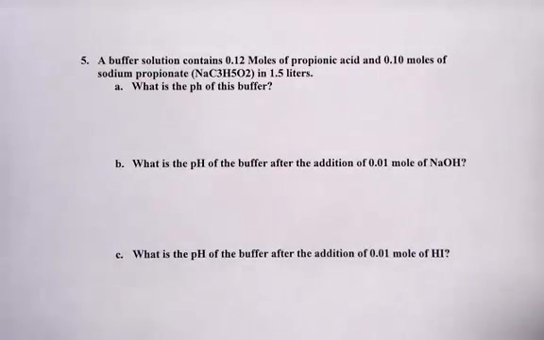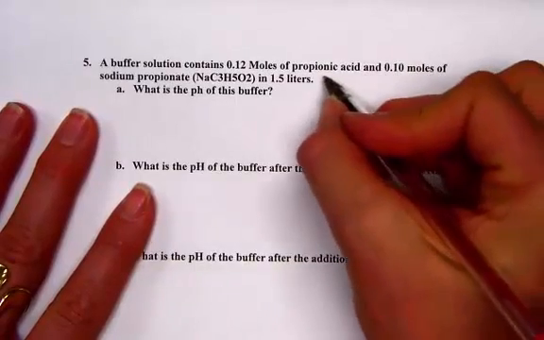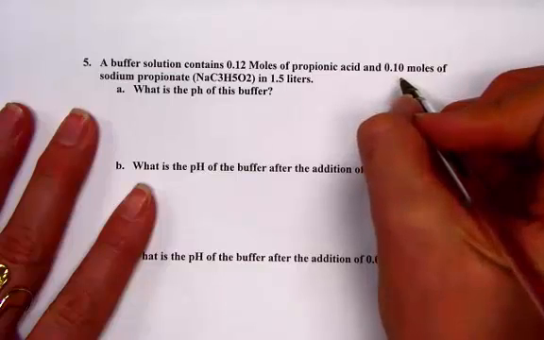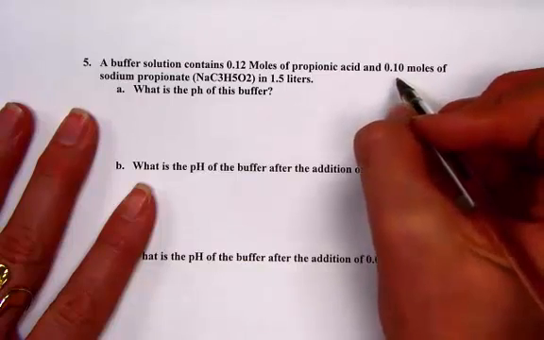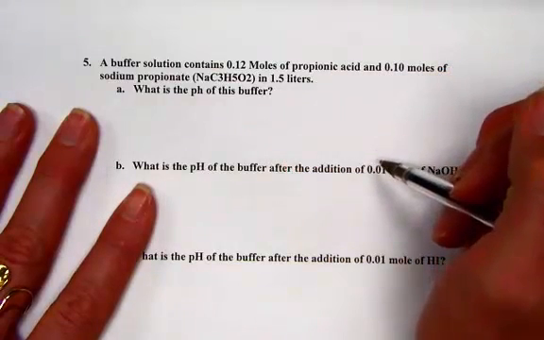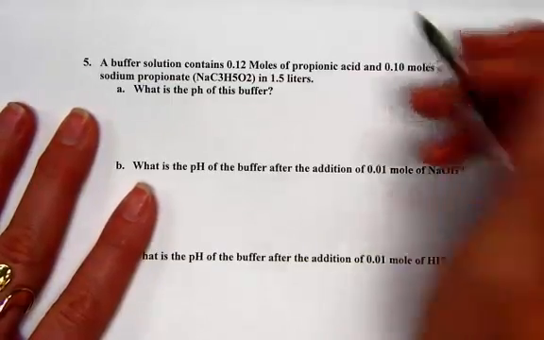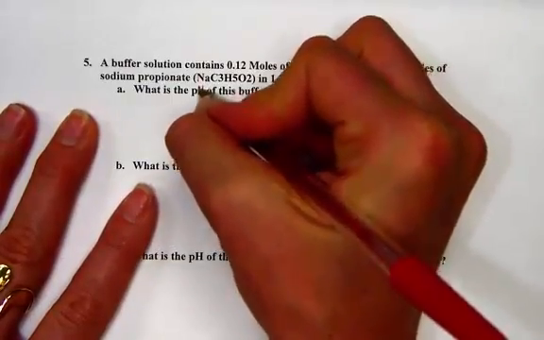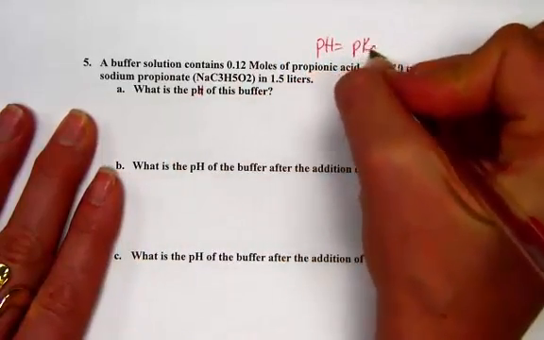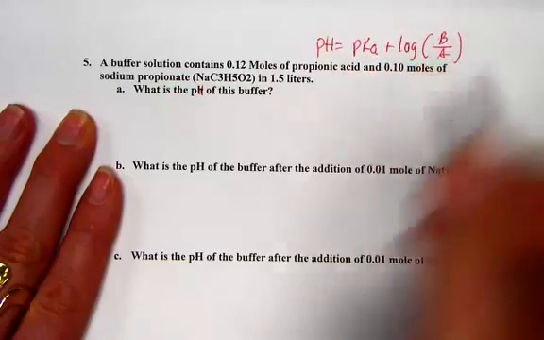Our next problem, number 5. A buffer solution contains 0.12 moles of propionic acid and 0.1 mole of sodium propionate, which is its conjugate base, and that's been dissolved into 1.5 liters of solution. We're being asked to calculate the pH of our solution. Again, a Henderson-Hasselbalch, pH is equal to pKa plus the log of the ratio of the base over acid.